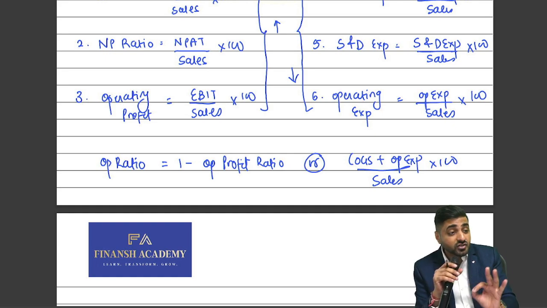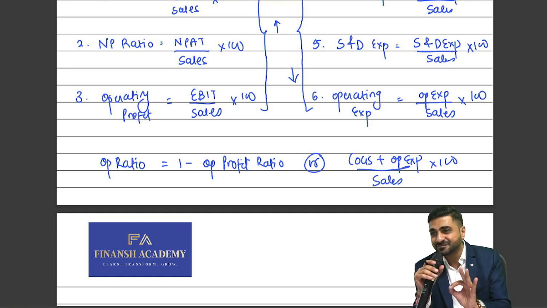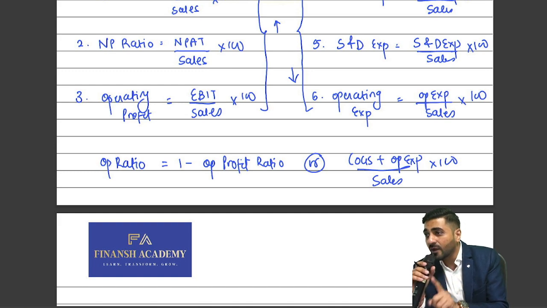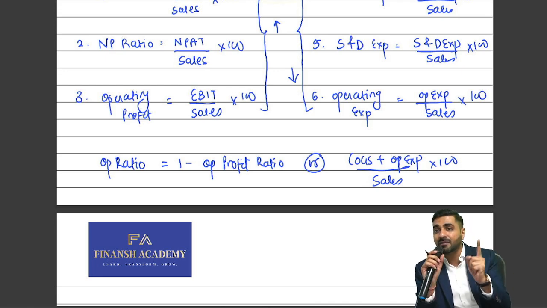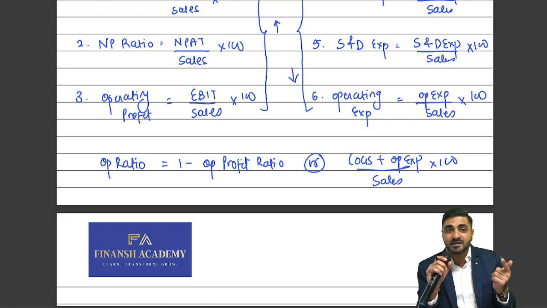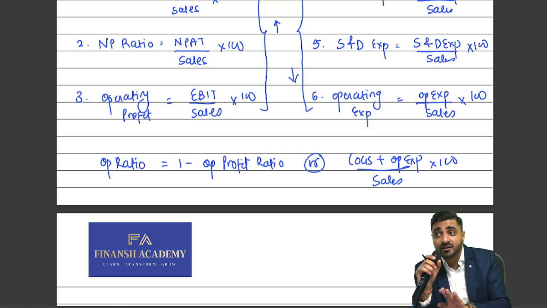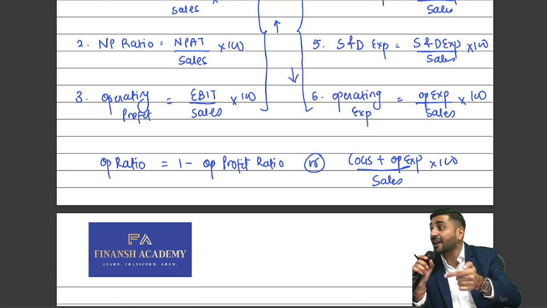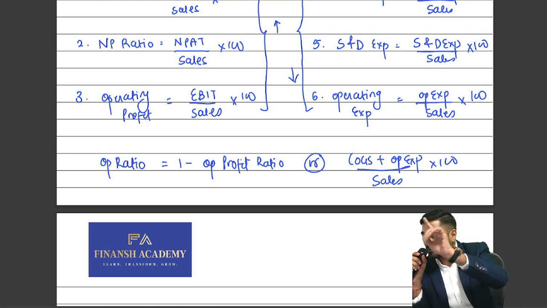Yes, sir. So you have to see the question from September 24 last, where there was operating ratio. Is it different from your operating expense ratio? Yes. Whenever they tell you it's operating ratio, then it is nothing but 1 minus operating profit. If your operating profit is 10%, then what is operating ratio? 90%, which can also be derived by taking COGS plus operating expense.